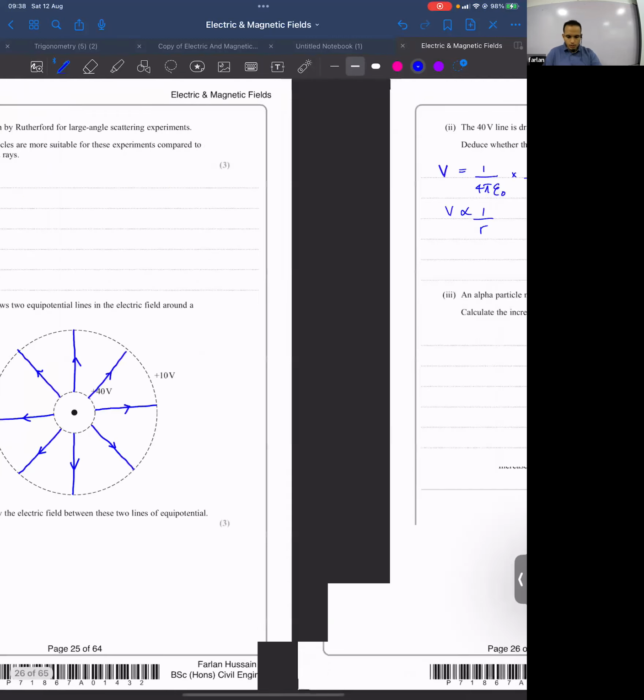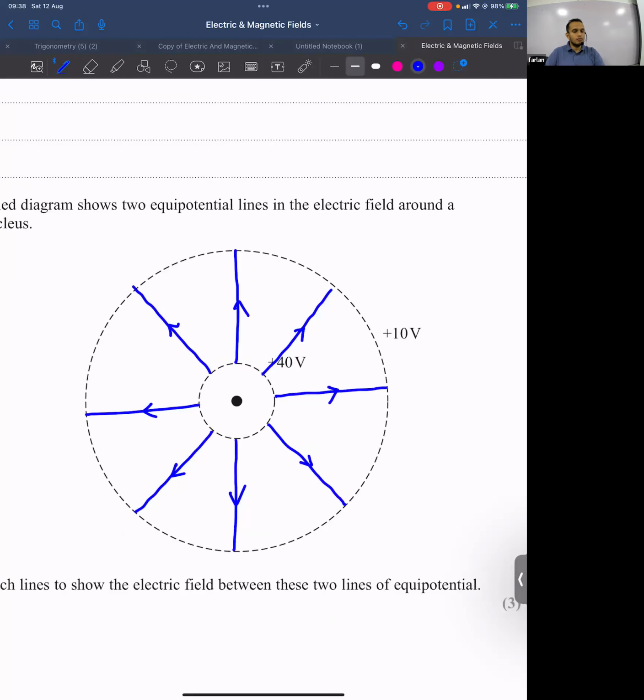Okay, so guys, now listen to me. Now here, this is the nucleus. Here the potential is 40. Here the potential is 10. Any baby will know 10 is 1/4 of 40, right? So comparing to this level, here the potential is 1/4. So for the potential to be 1/4, the distance has to be 4 times. So if this distance is x, this distance should be what? 4x.